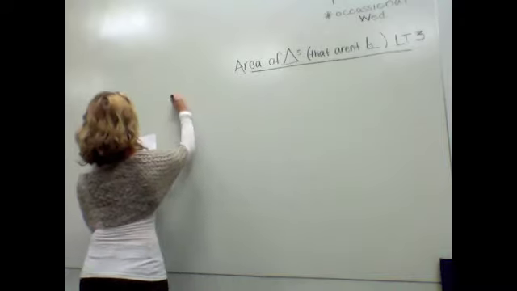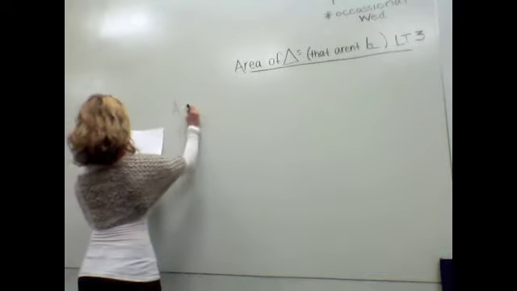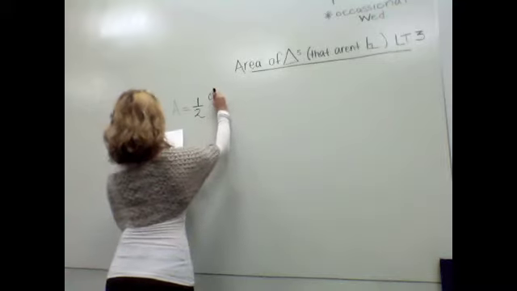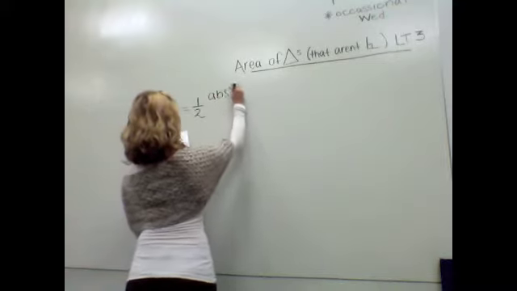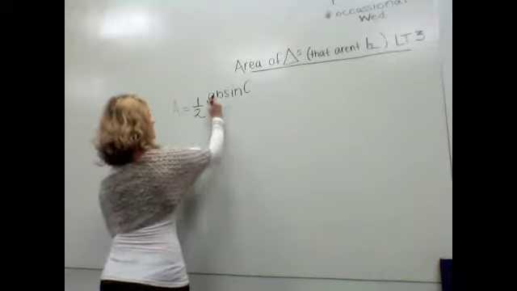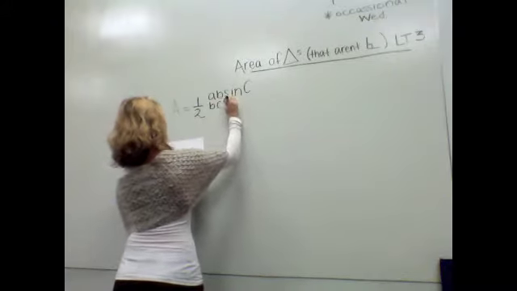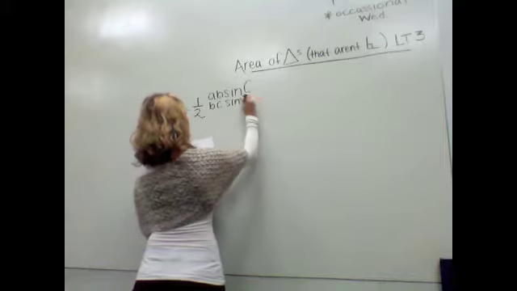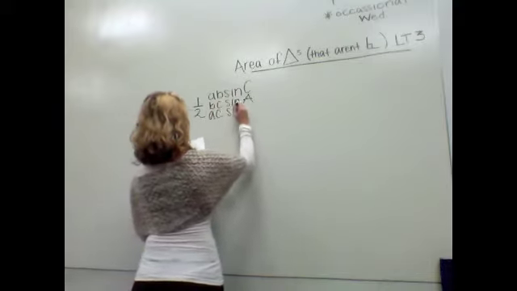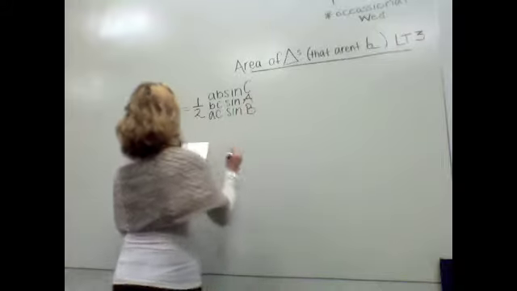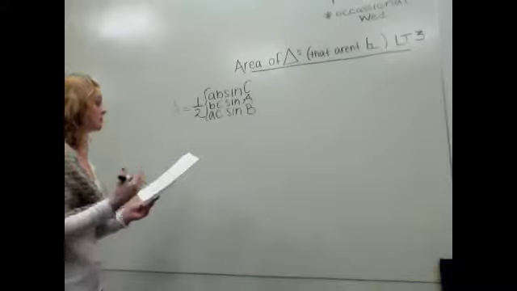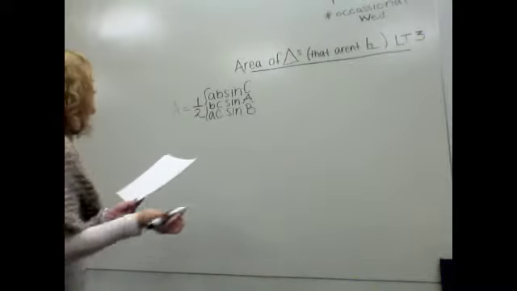The area formula is 1/2 AB sine C, or 1/2 BC sine A, or 1/2 AC sine B. It all depends upon what the given information is for the particular triangle that you are looking at.